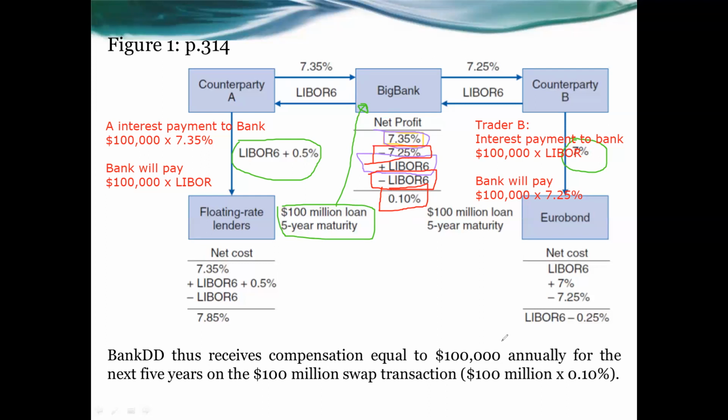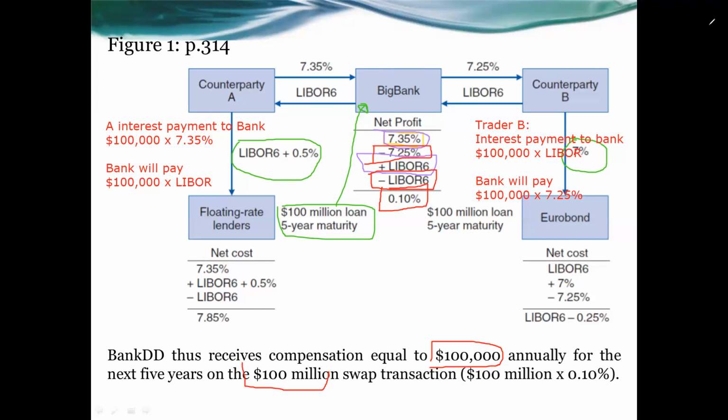Now that profit is calculated on the 100 million value. Out of 100 million, how much is received per year? 100 million into 0.1% gives $100,000. That means the bank received this amount as a net profit for this swap transaction.